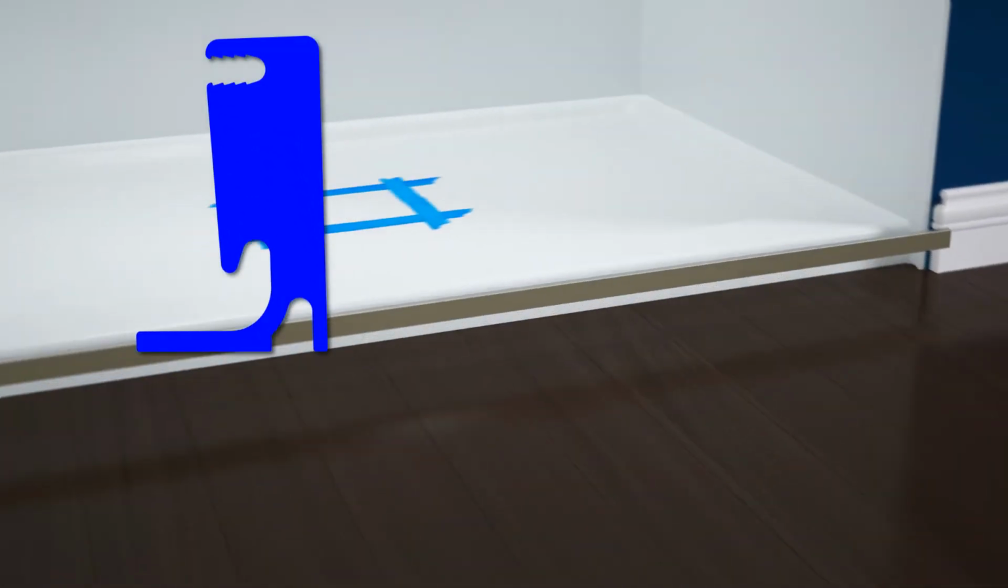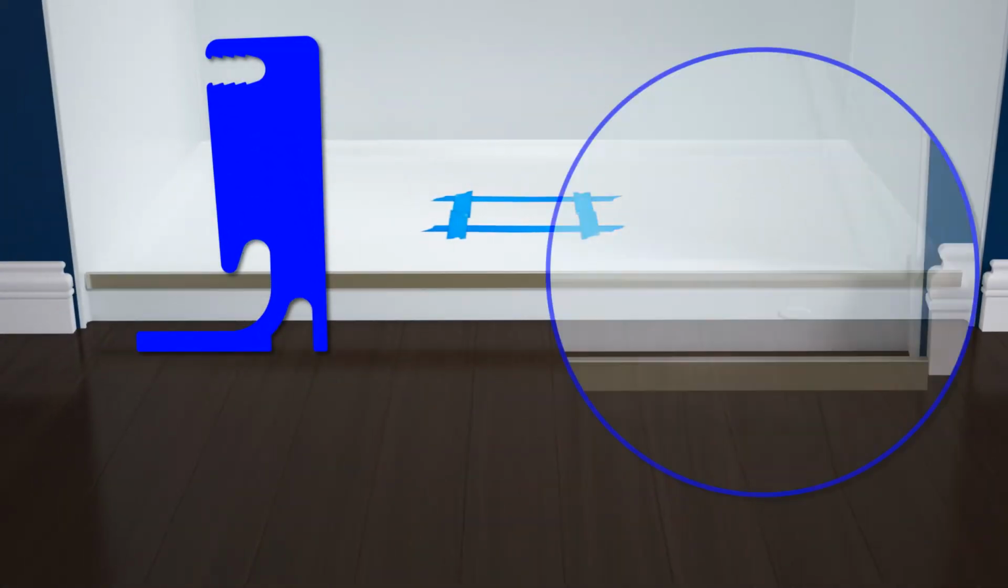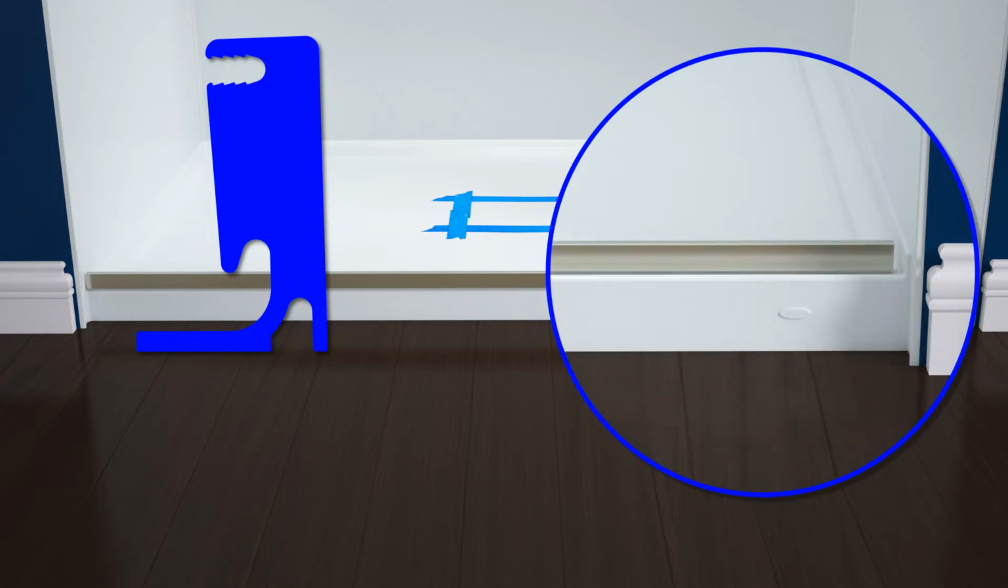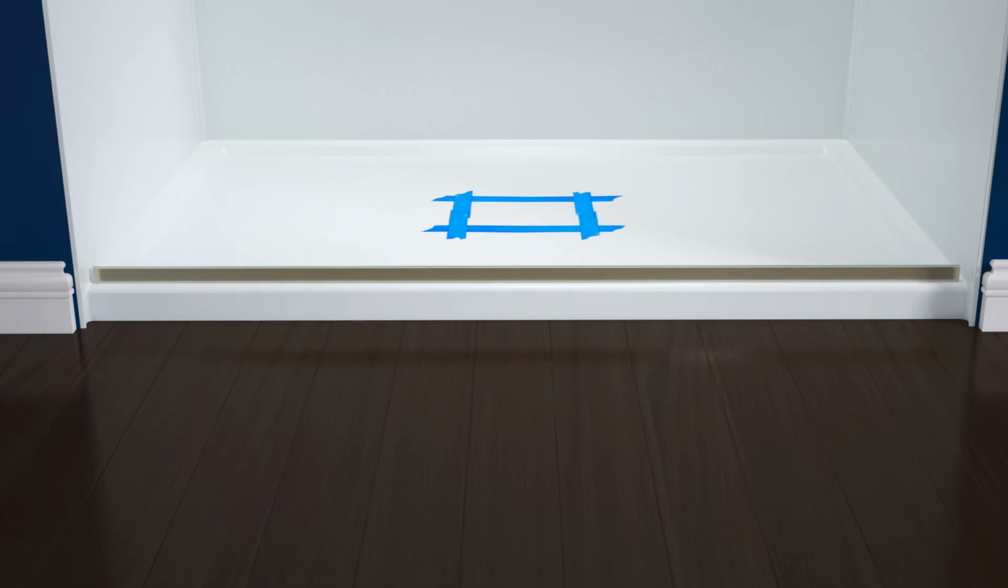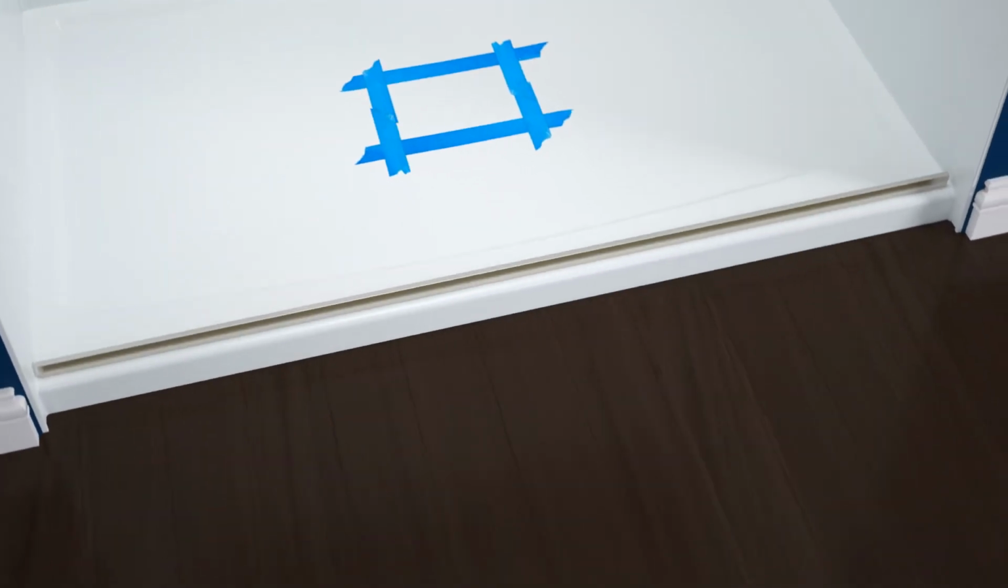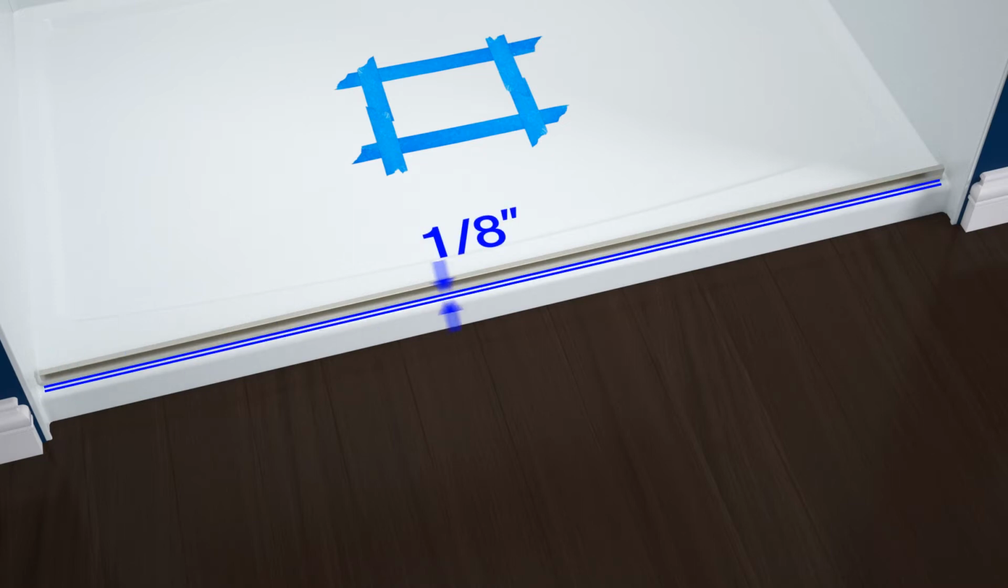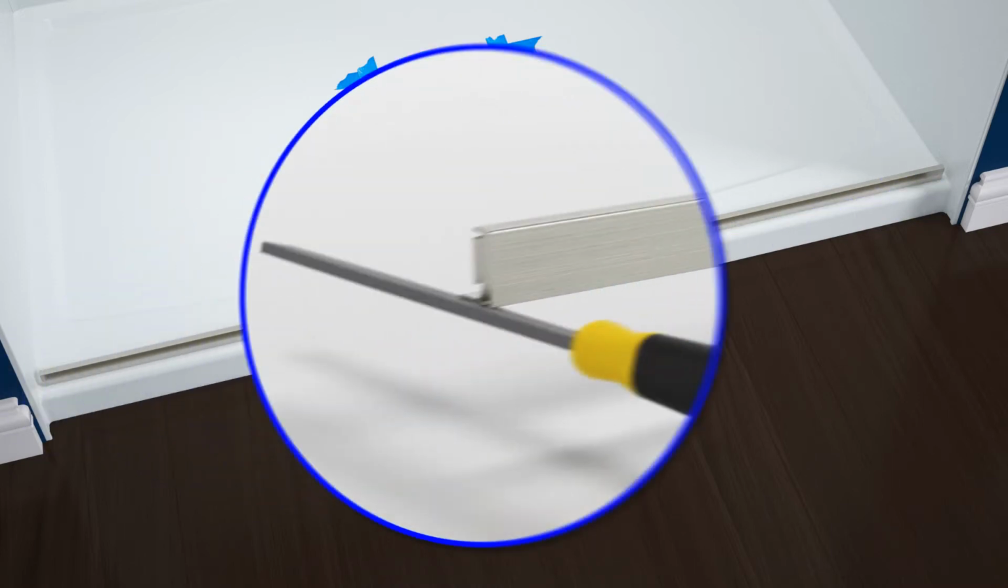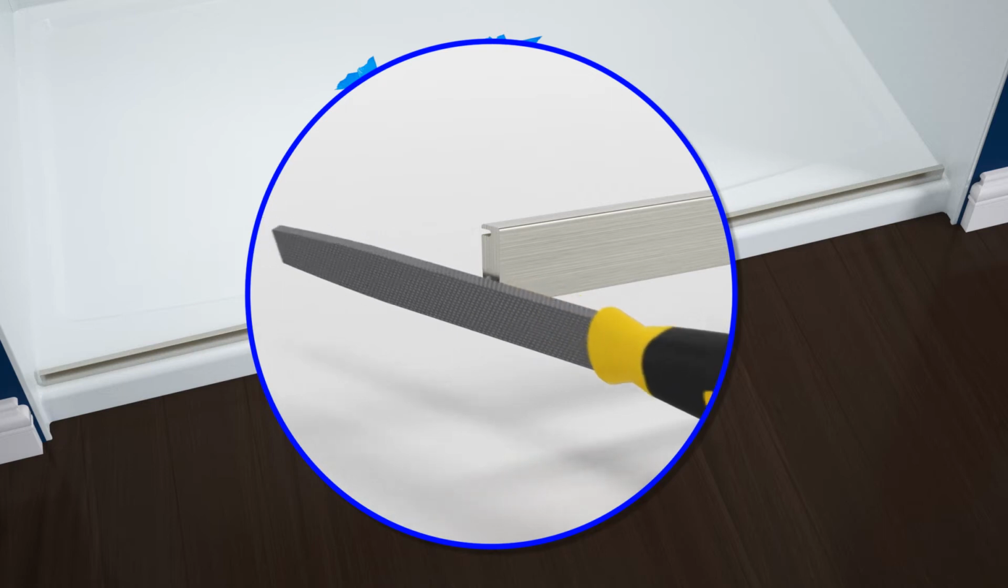Center the threshold on the shower ledge between the walls. If there is a lip on the front of the shower ledge, align the threshold against the lip. For ledges without lips, make sure the threshold sits flat and is 1/8 inch from the front of the shower ledge along its entire length. If needed, file the ends of the threshold to fit the corner radius of the shower.